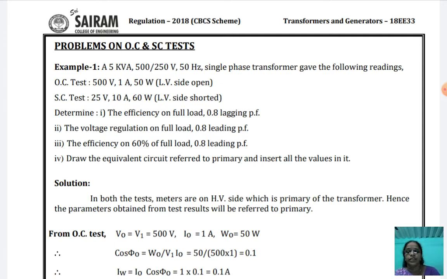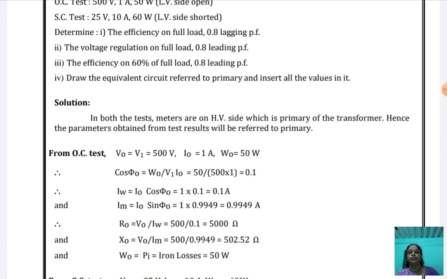Now we calculate the equivalent circuit parameters, that is Iw and I mu. What is Iw? It is the working component, or wattful component, or active component of the no load current I naught. Already we know the formula Iw is equal to I naught cos phi naught. We know the value of I naught and the value of cos phi naught. You can substitute these values in this formula and find the value of Iw. So 1 into 0.1 we get 0.1 amps.